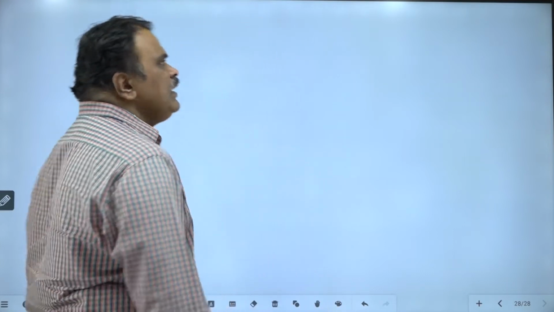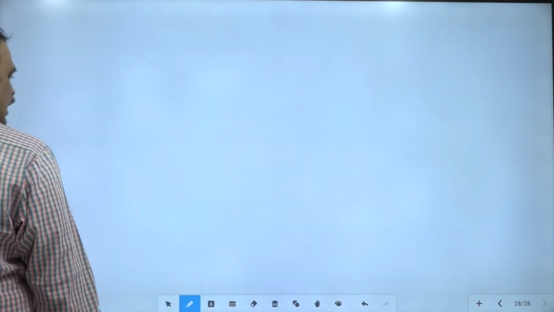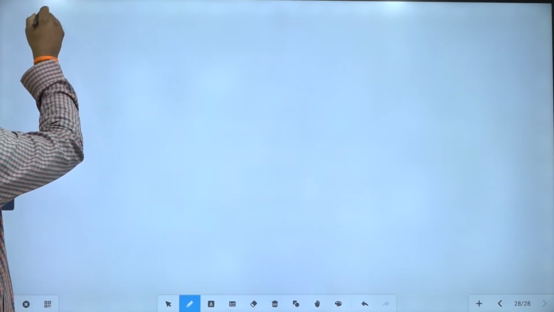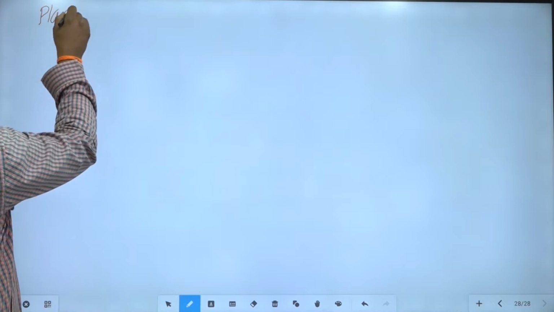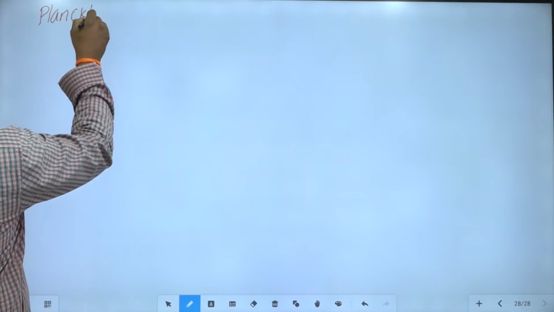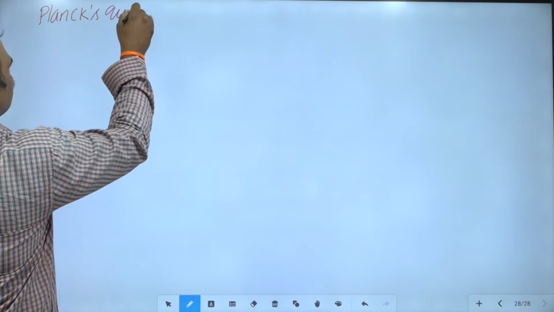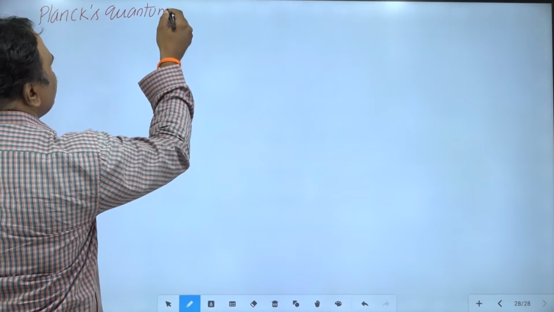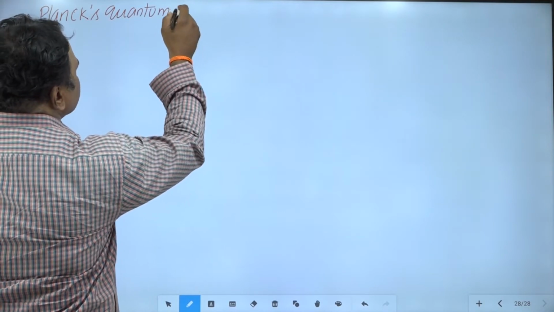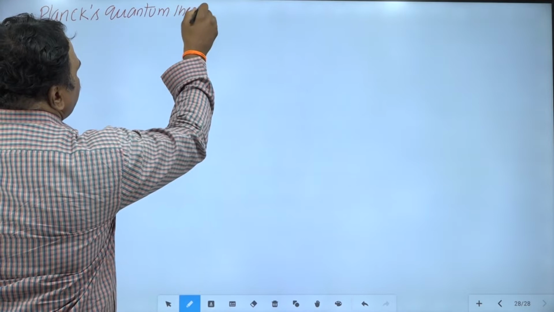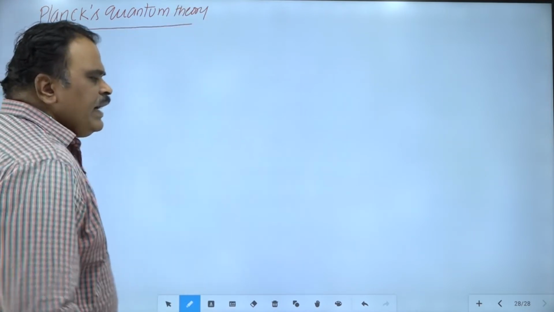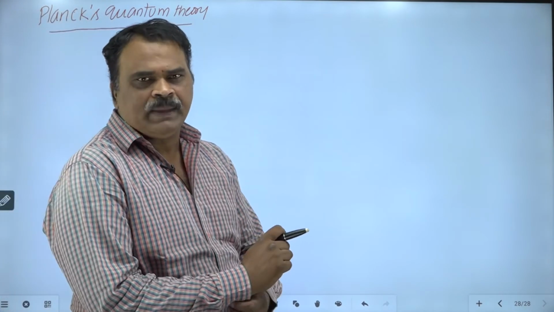In this class, we are going to discuss Planck's quantum theory. To explain the black body radiation, Planck proposed Planck's quantum theory. What is meant by a black body? A black body is a perfect emitter and perfect absorber of all types of radiation. Black body radiation was explained by Max Planck.